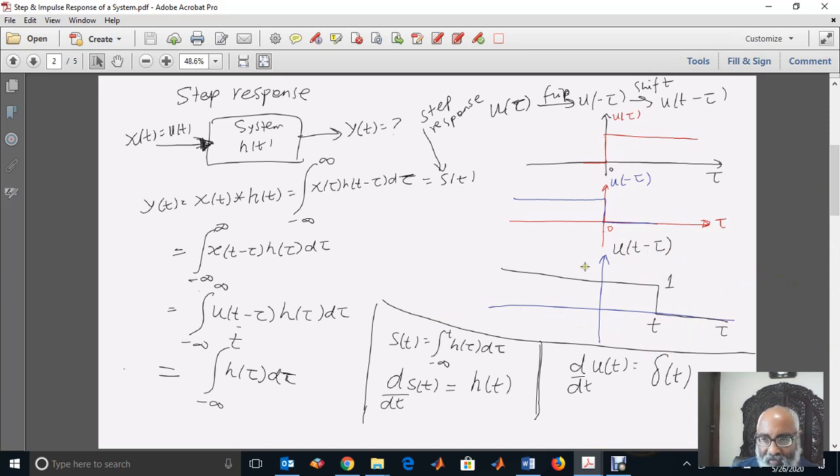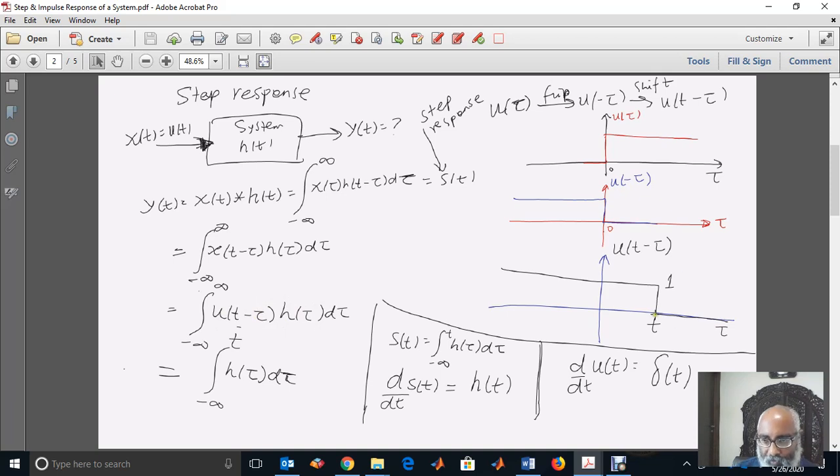Okay, if I multiply this, remember here is the product of u(t minus tau) times h(tau). What will happen when I multiply these two functions? The multiplication is point by point. That means every time step is multiplied from the u(t minus tau) function and the h(tau) function.